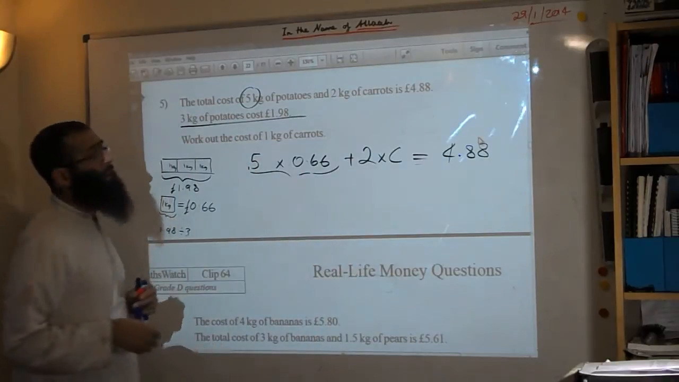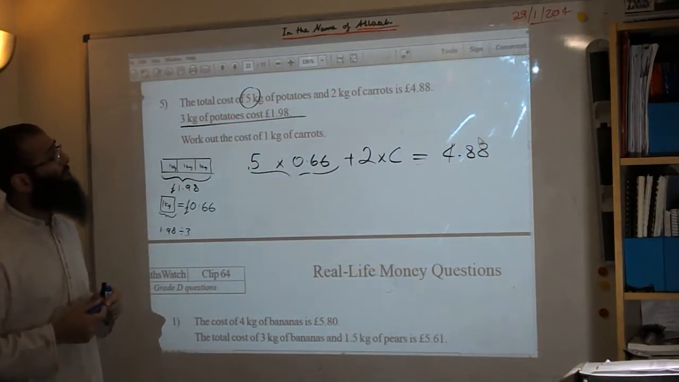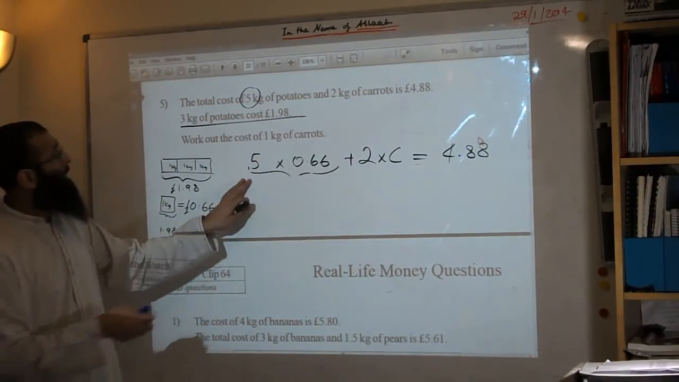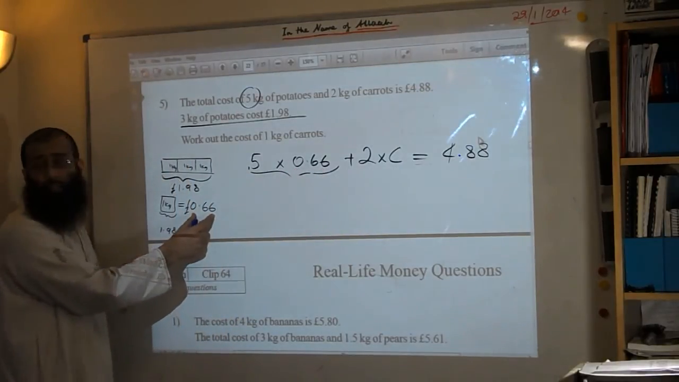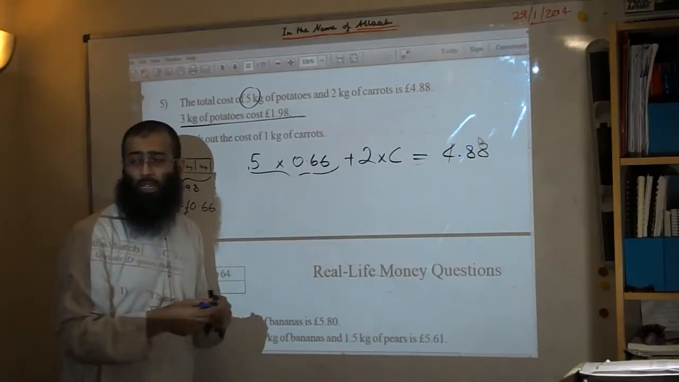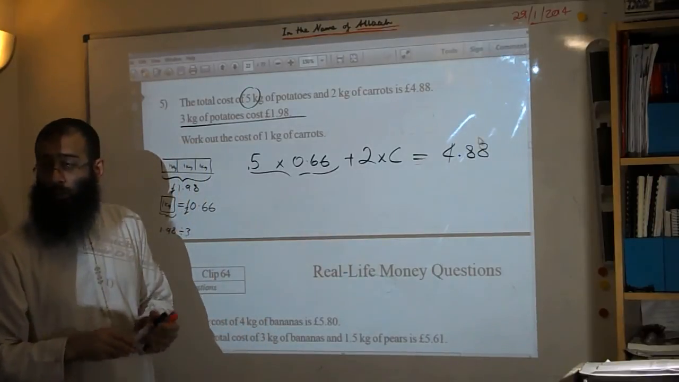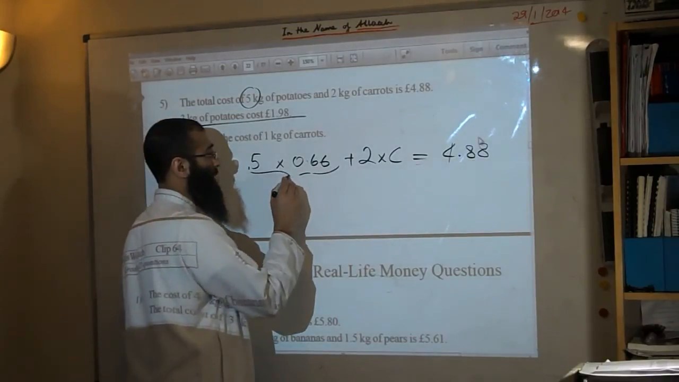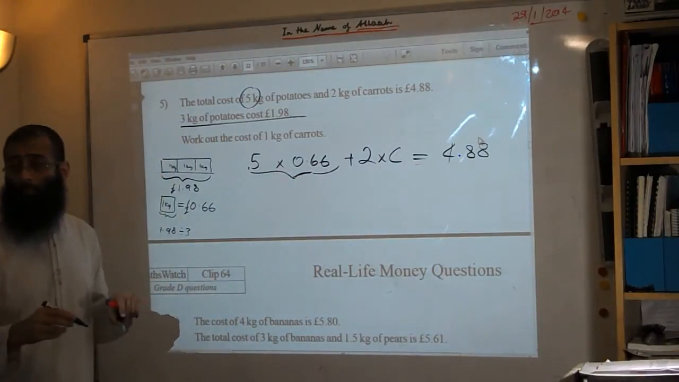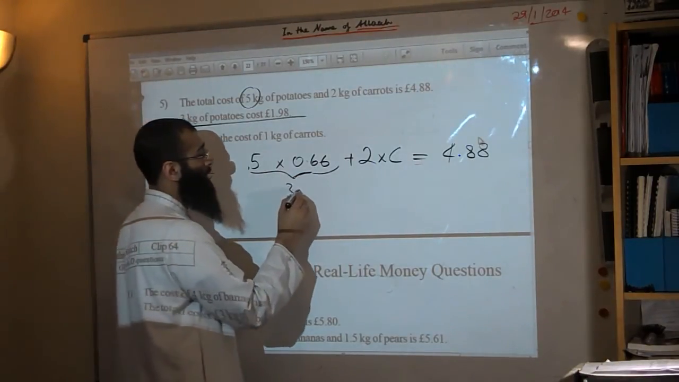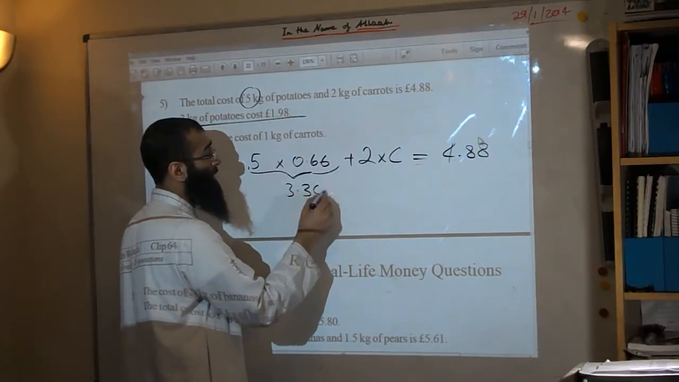So the total cost of 5 kilograms of potatoes and 2 kilograms of carrots is £4.88. So 5 kilograms of potatoes, which we just worked out, was 66p a kilo. So what does that give us on the calculator? 5 times by 0.66. 3.30, yeah?